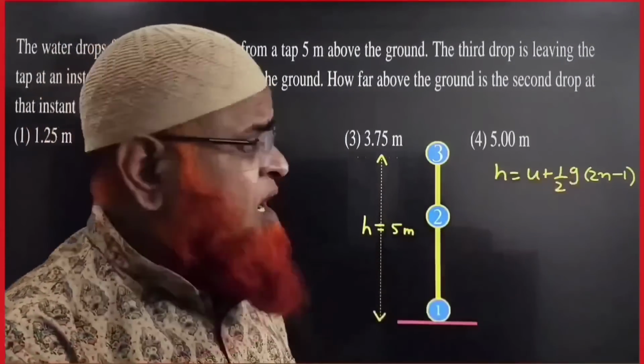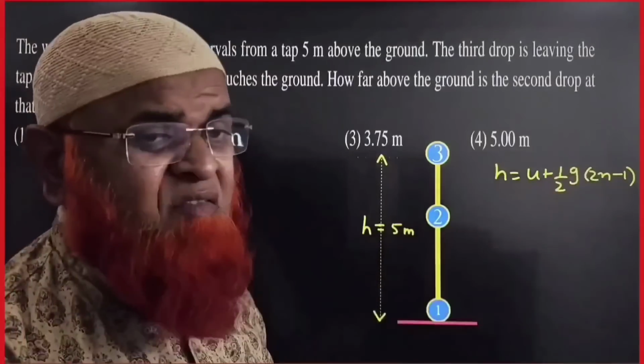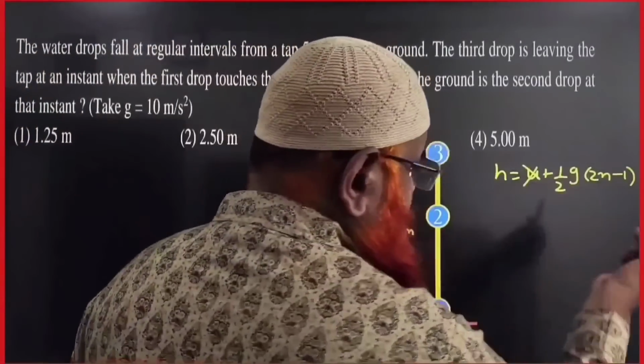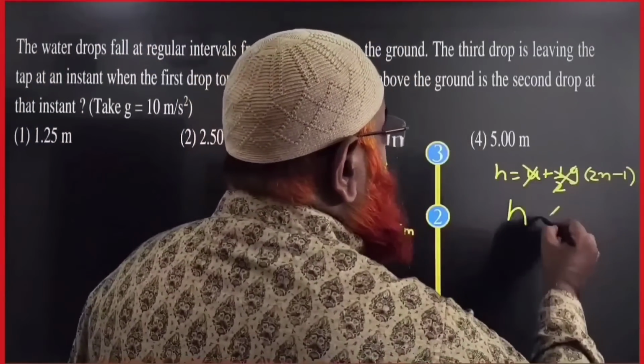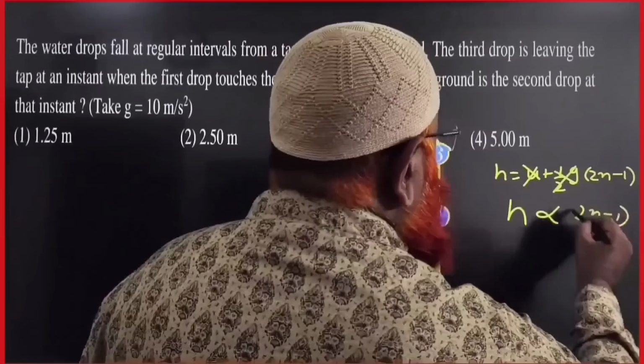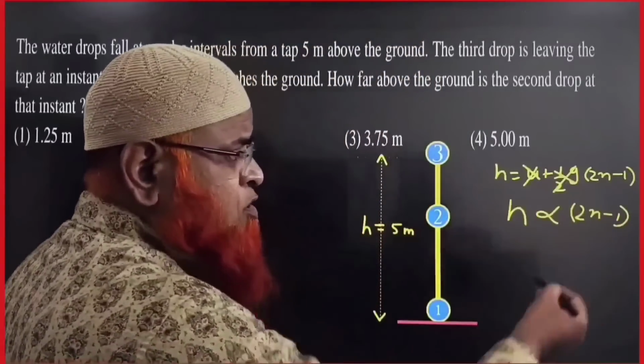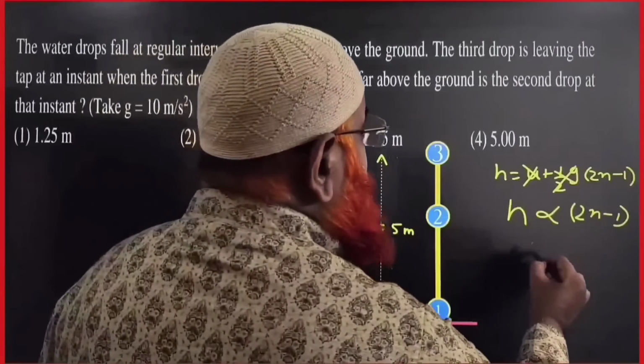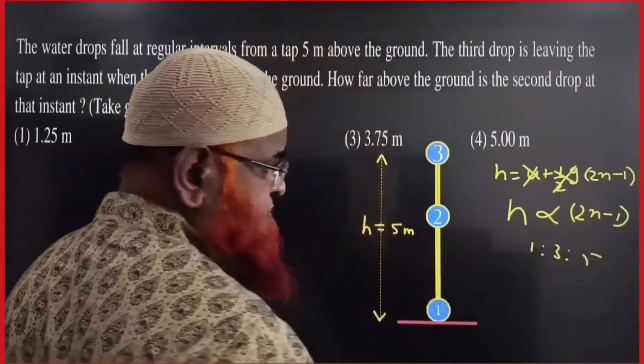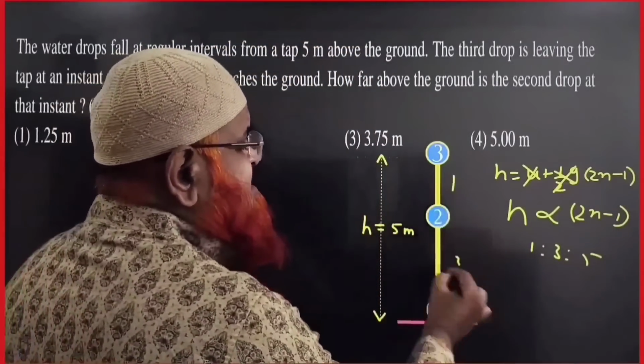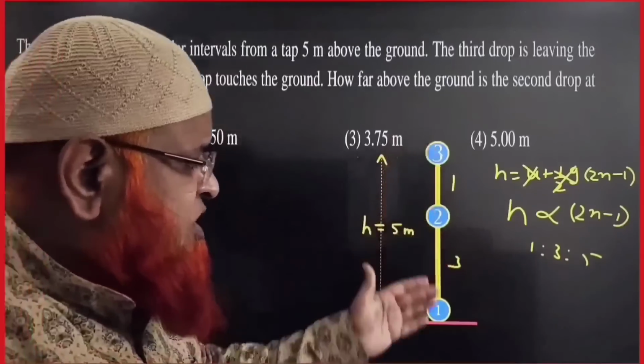So from this formula, h is equal to u plus half g into 2n minus 1. Initial velocity is going to be 0. From this, these two are constants, so h is directly proportional to 2n minus 1. So n equal to 1, n equal to 2, if you substitute, you get h in the ratio 1 is to 3 is to 5 like that. That means the distances are in the ratio 1 is to 3 is to 5 and so on.